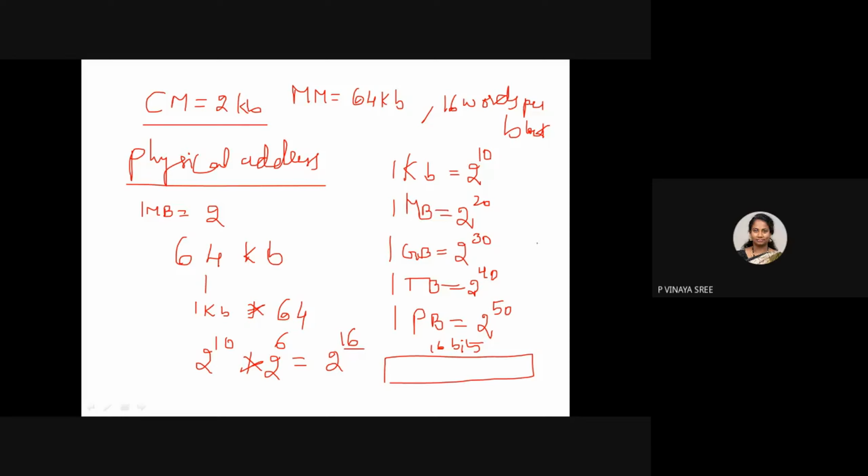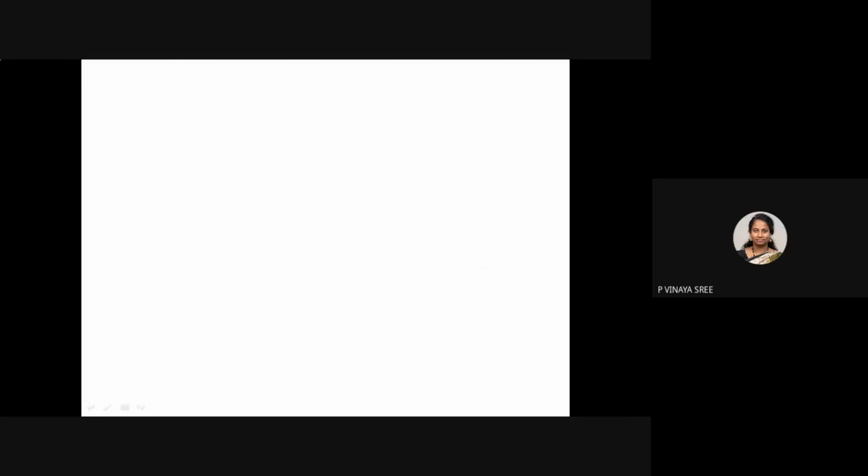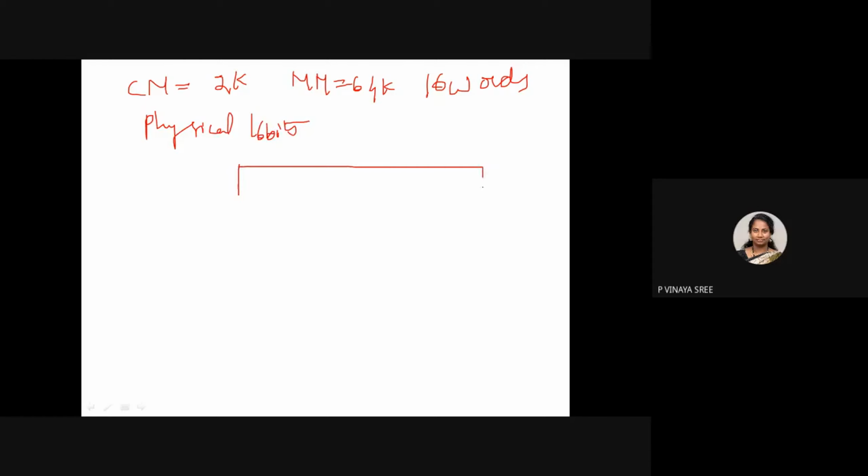So for that, let me clear this. Till now we have the cache as 2K, main memory as 64K, and 16 words. So now we are done with the physical address. The physical address is 16 bits because the main memory size is 64K. Now tell me how much is the block offset?